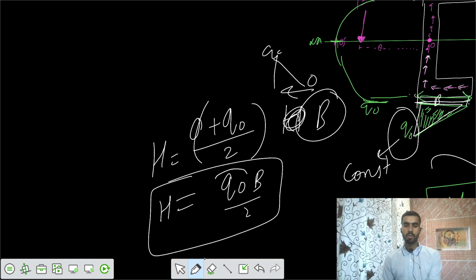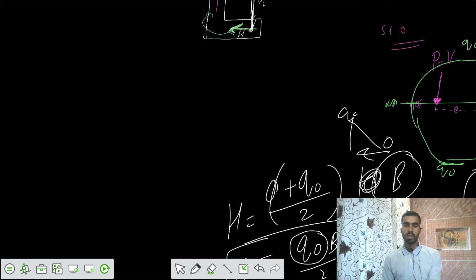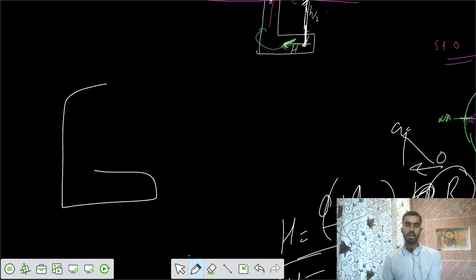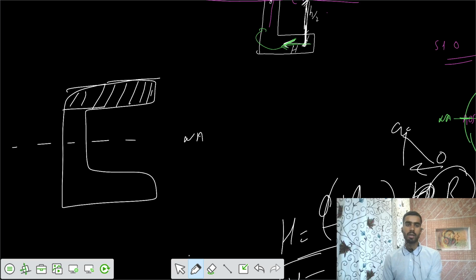So q naught is the shear flow in the channel part. If you take that channel section, let's write that this is the neutral axis, and you want to know the shear flow in this channel part. We have an area of b into t. How do you get the value of shear flow in the flange part? I would say you go to some value of y, y equals h by 2. Then there is some point A, and the area above that point A would give you the shear flow.